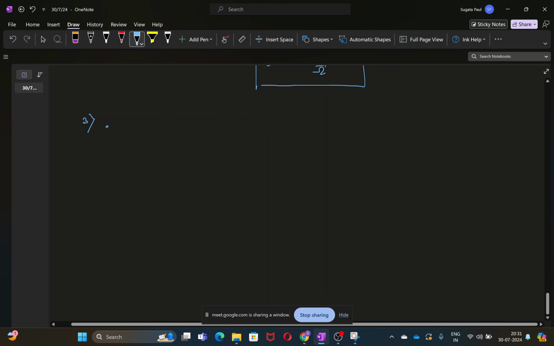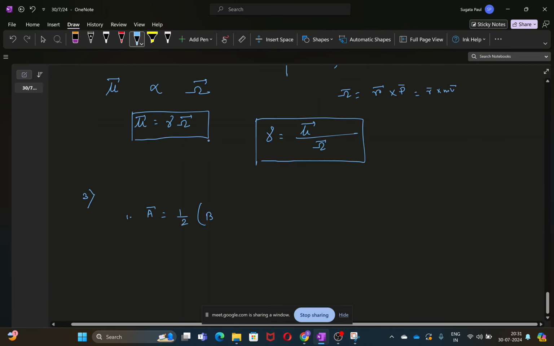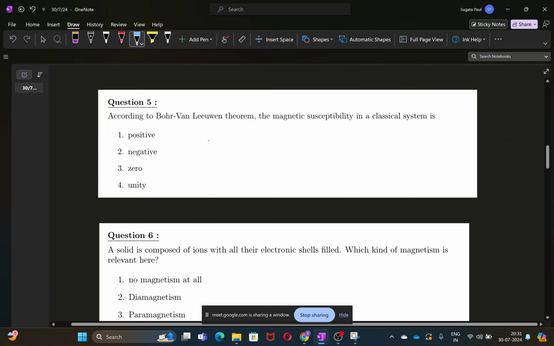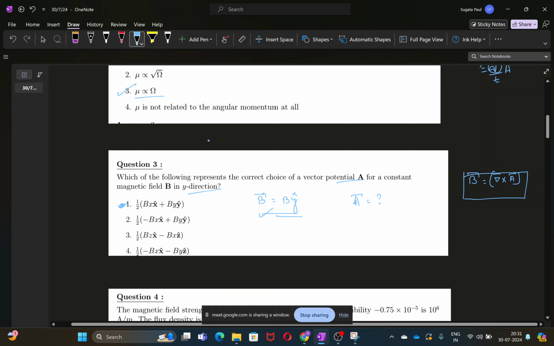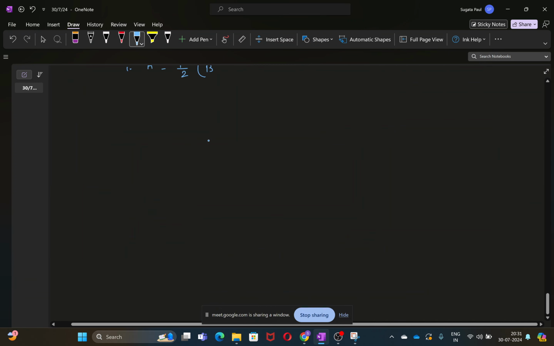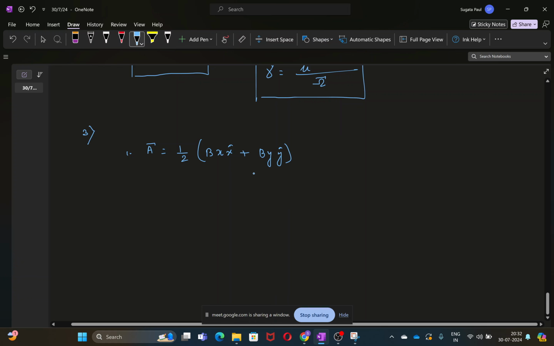This is our question number 3. The option choice number 1 was A vector equal to half, Bx x cap plus By y cap. Now we have to take a curl of the magnetic vector potential.